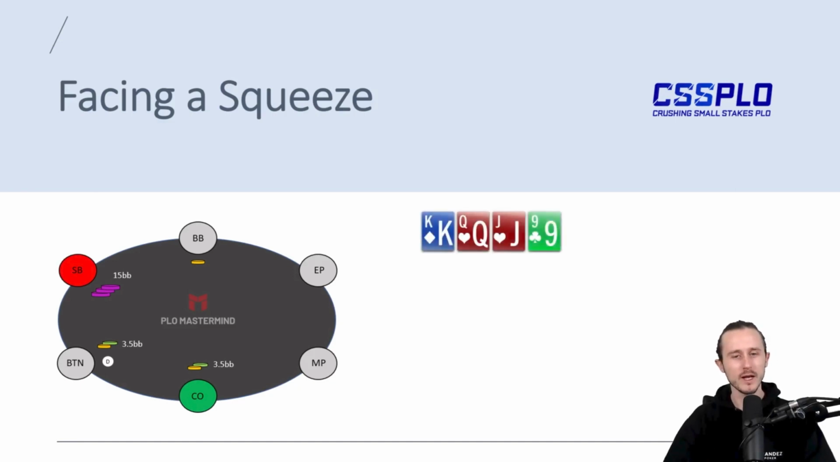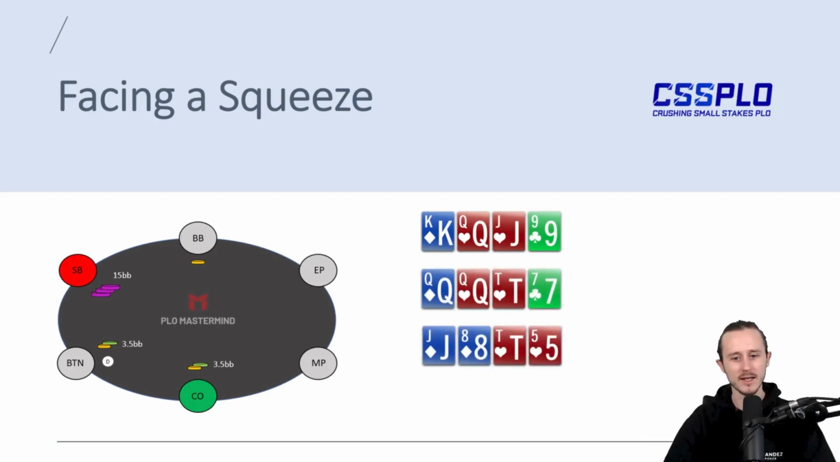And what would you do with a hand like King Queen Jack 9 single suited? Or Queen Queen 10 7 single suited? And what about a hand like Jack 10 8 5 double suited? Are these folds for you? Or are you standardly calling them? Or maybe even four betting? What if I told you that these hands are all supposed to be a fold here?